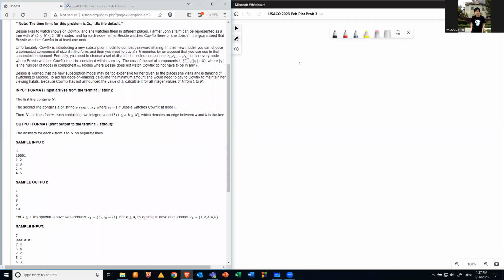You have a tree where 1 connects to 2, which connects to 3, which connects to 4, which connects to 5. And Bessie is at 1 and 5. So let's look at it. When k equals 1, the disjoint components, you can do this and this, right? So size is 1, 1 plus 1 is 2, so 2 plus 2 equals 4. K equals 2, the size is 1, 1 plus 2 is 3. 3 plus 3 equals 6.